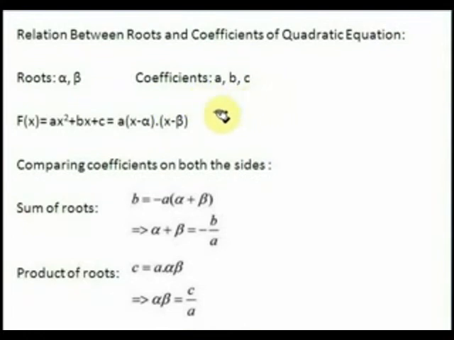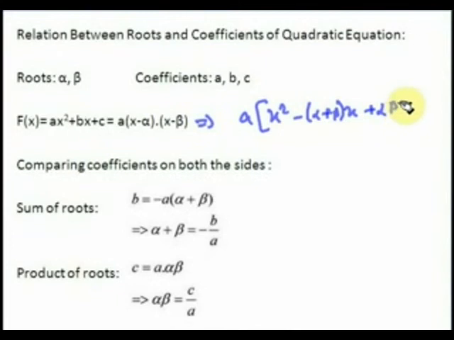The relation between the roots and the coefficients of the quadratic equation. The roots are alpha and beta, the coefficients are a, b and c. We have to find the relation between alpha, beta and a, b and c. We have the quadratic expression f of x is equal to a x square plus bx plus c. We can write it using the roots as a times x minus alpha and x minus beta. If we solve this and compare both, we get a into x square minus alpha plus beta x plus alpha beta is equal to a x square plus bx plus c.